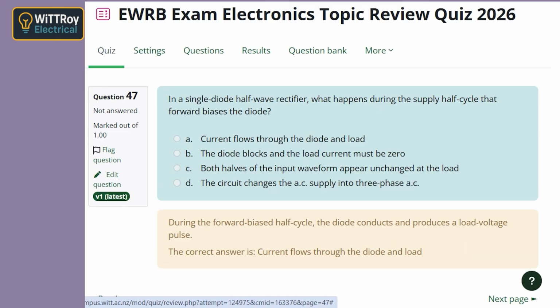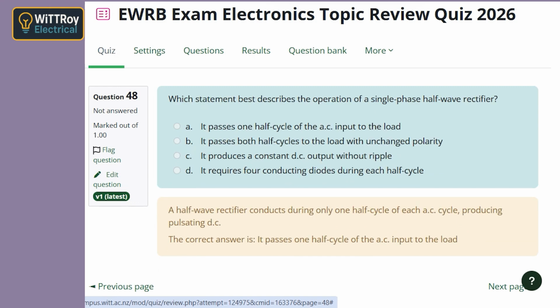Question 47. In a single diode half-wave rectifier, what happens during the supply half cycle that forward biases the diode? I selected current flows through the diode and load. That answer is right. During the forward biased half cycle, the diode conducts and produces a load voltage pulse. Yes, I'm happy with that point.